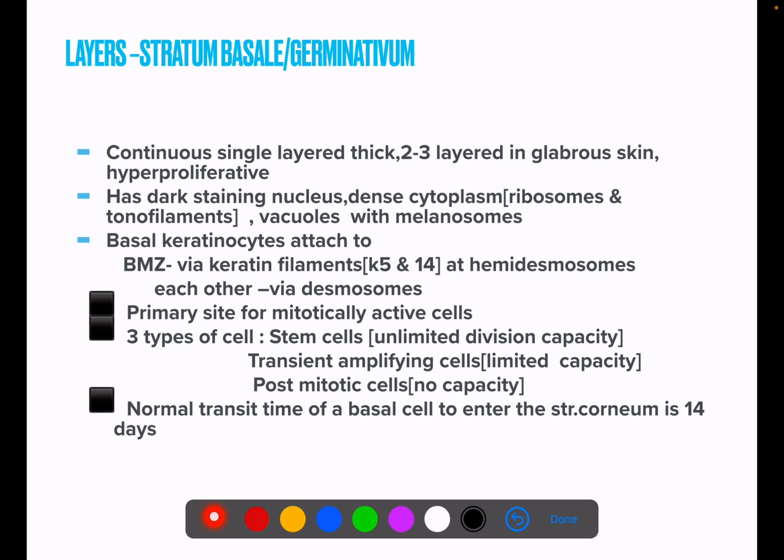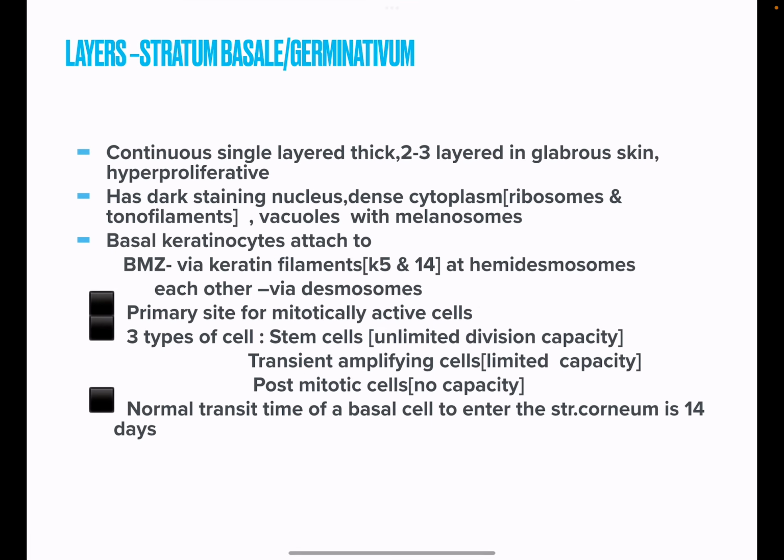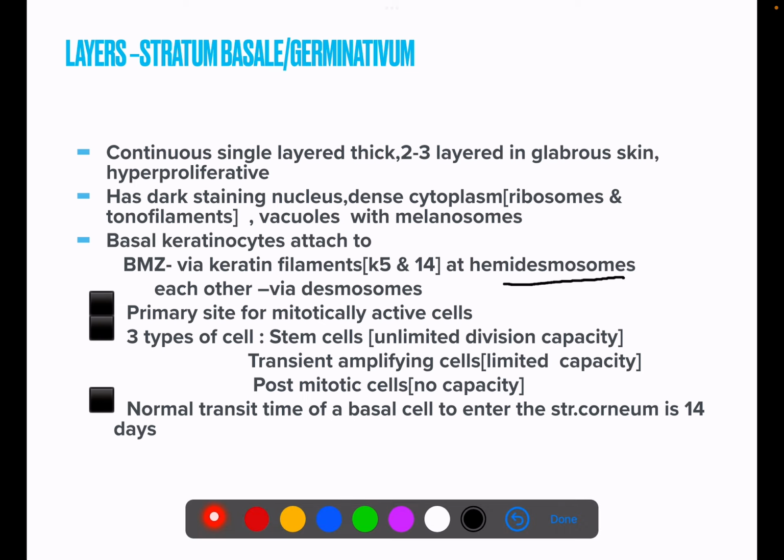dense cytoplasm, ribosomes and tonofilaments, vacuoles with melanosomes. Basal keratinocytes are attached to the BMZ via keratin filaments K5 and K14 at hemidesmosomes. It is the primary site for mitotically active cells. There are 3 types of cells: stem cells with unlimited division capacity, transient amplifying cells with limited capacity of division, and post-mitotic cells with no capacity of division. The normal transit time of a basal cell to enter the stratum corneum is 14 days.